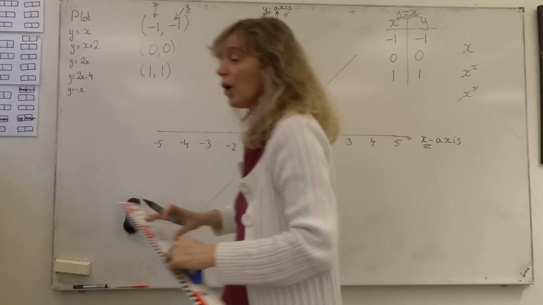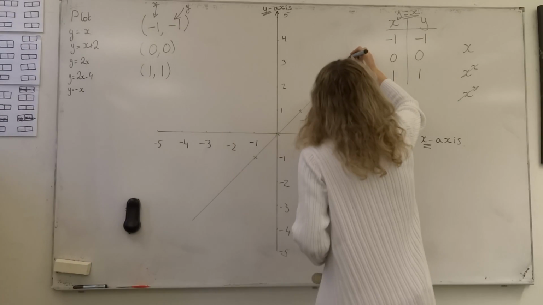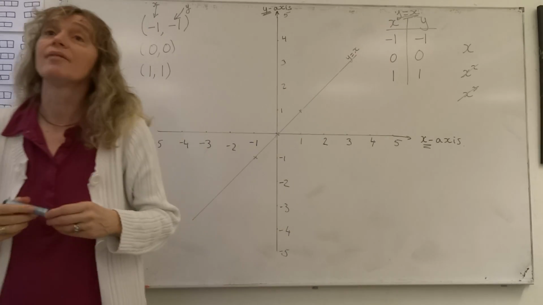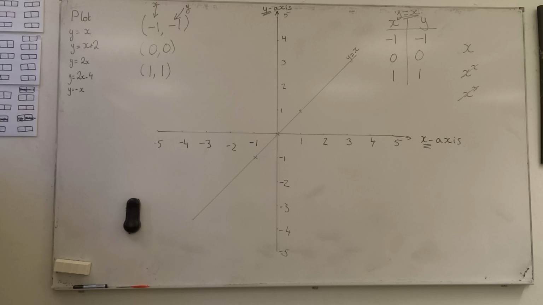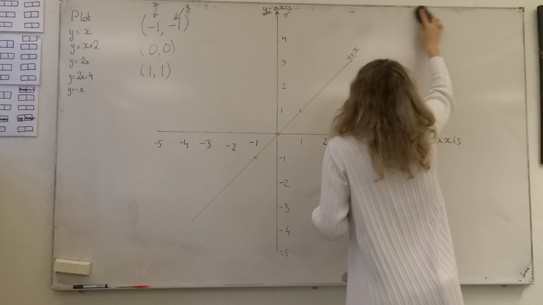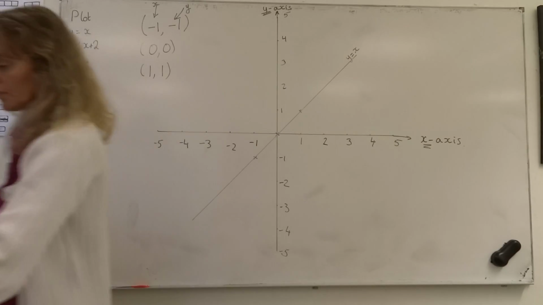And I have now plotted the line that represents the equation y equals x. And that's all you have to do to plot a graph. Okay, let's have a look at what happens then with another graph that's similar, but we'll draw it in a different colour.